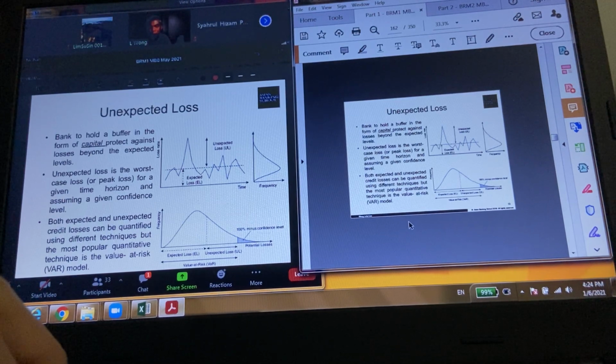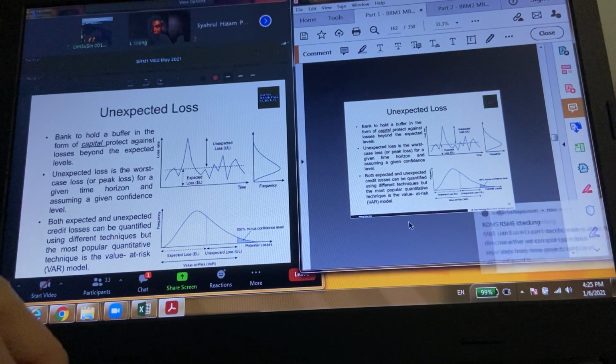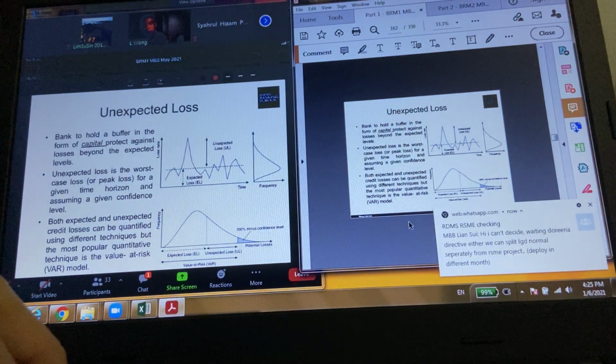Something you never expect, that's what unexpected loss is. So unexpected loss is basically the standard deviation. Standard deviation is called unexpected loss. Anything above the mean is called standard deviation.